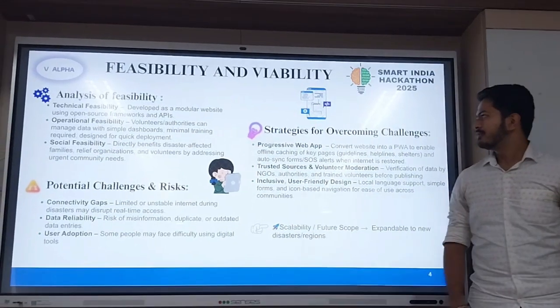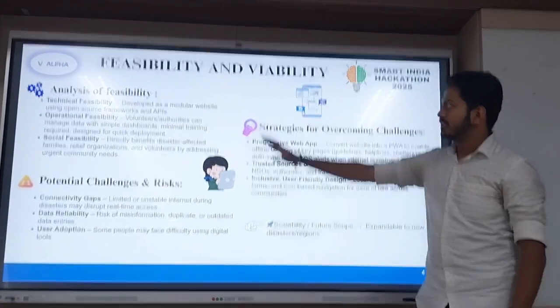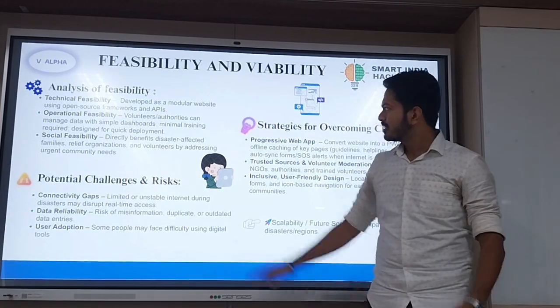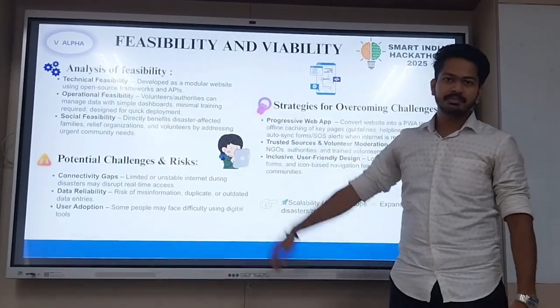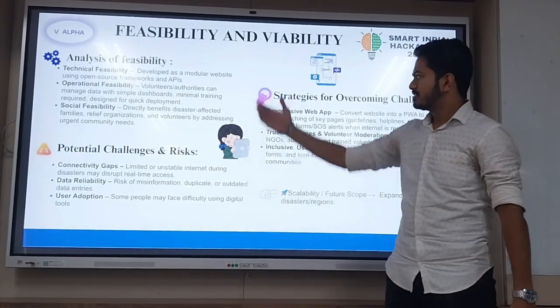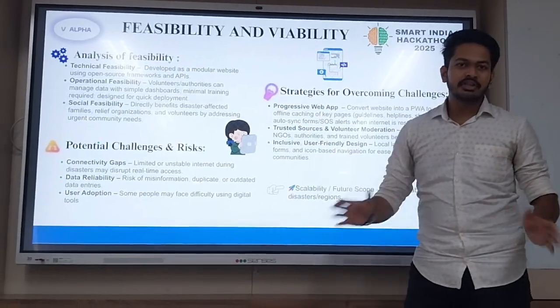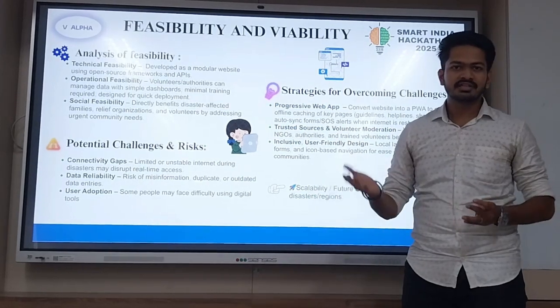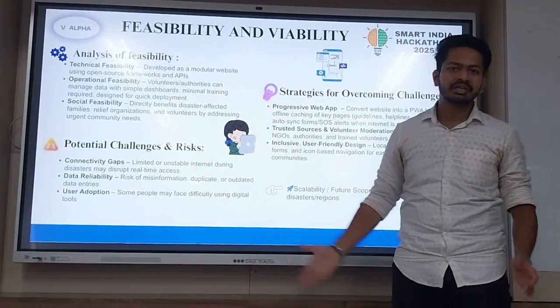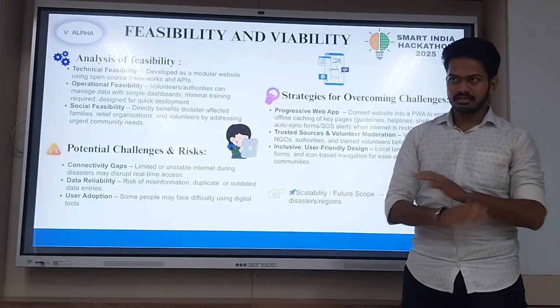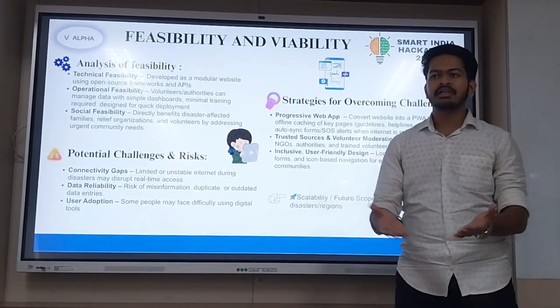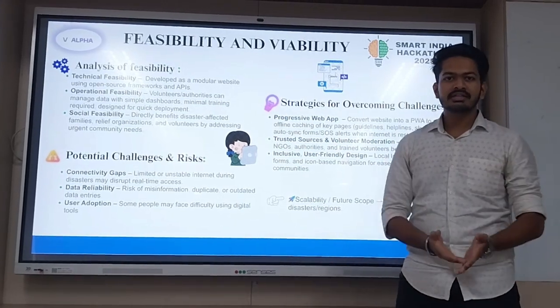The next slide is the feasibility and viability. Having analyzed the feasibility, we have 3 main feasibilities. Technical feasibility is that our website is very simple. It uses a simple open source framework, and we haven't used anything complex. Next is the operational feasibility. As I said, it's simple, so all the authorities and the forces can easily use it as a simple dashboard. You don't need any specific training to access the website. And social feasibility: since it's a website, it's socially available. Anyone who has an internet connection, a smartphone, and a browser can easily access it.